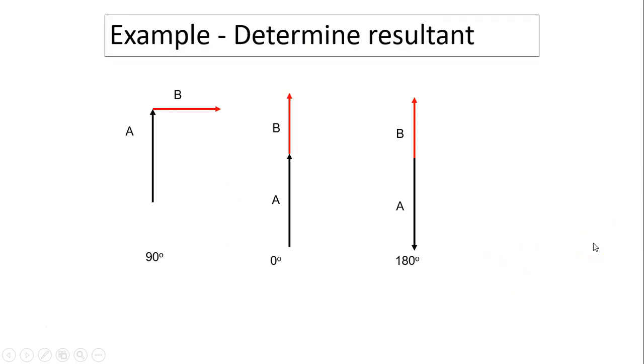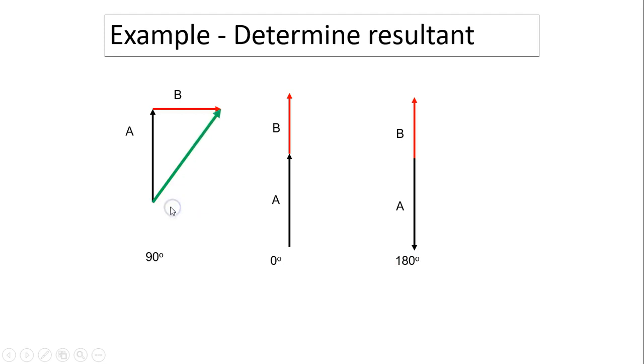Let's take a look at these special cases for determining the resultant. In the first one, the two vectors happen to be 90 degrees apart. In the second one, the two vectors are in the same direction, so the angle between the two vectors is 0 degrees. In the third one, they are in opposite directions, so the angle between the two vectors is 180 degrees.